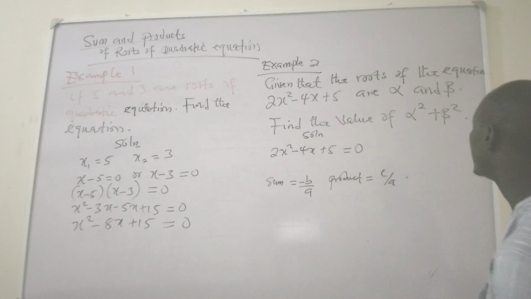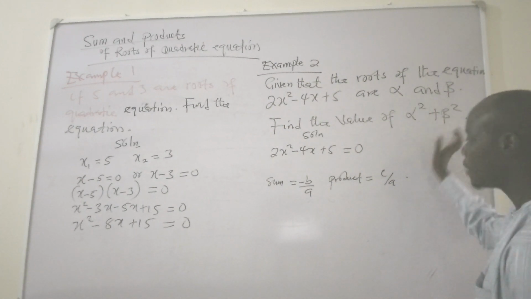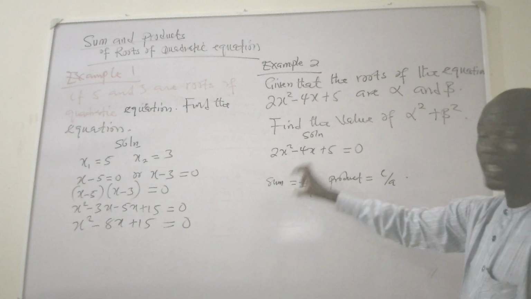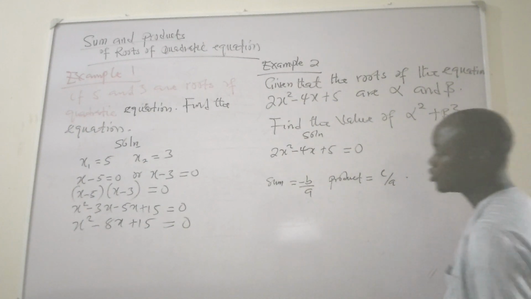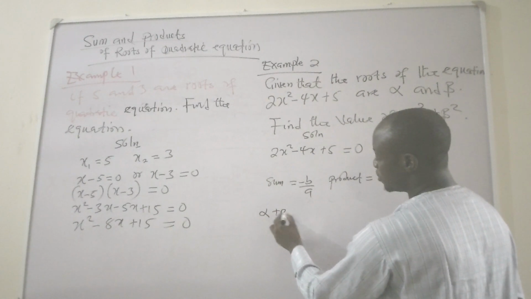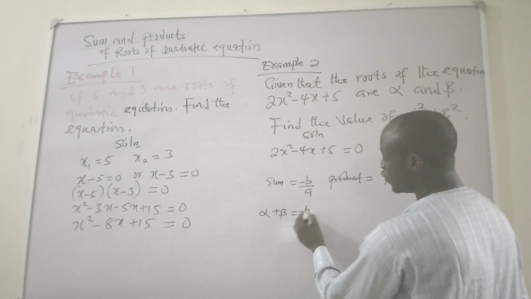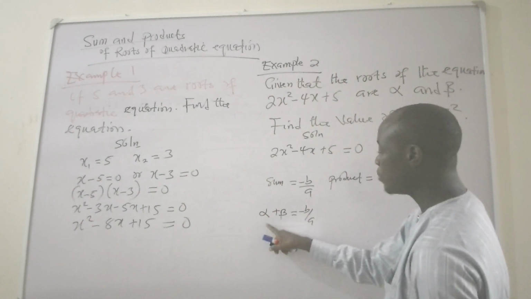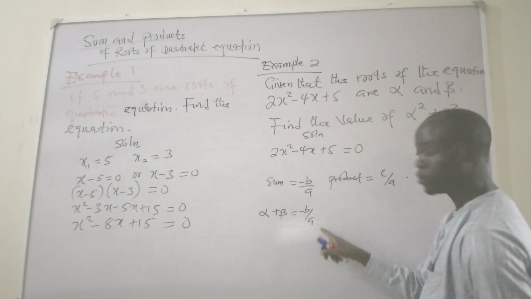So what are the roots of our equation? The roots of our equation are alpha and beta. So we are now going to get the sum of alpha and beta. So the sum alpha plus beta is equal to minus b all over a.